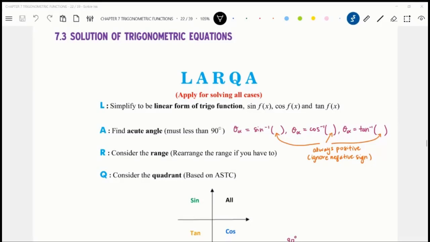7.3, which is solution of trigonometric function. Okay, so we have it for solving part trigo, kita akan pakai method yang sama, which is LARCA.